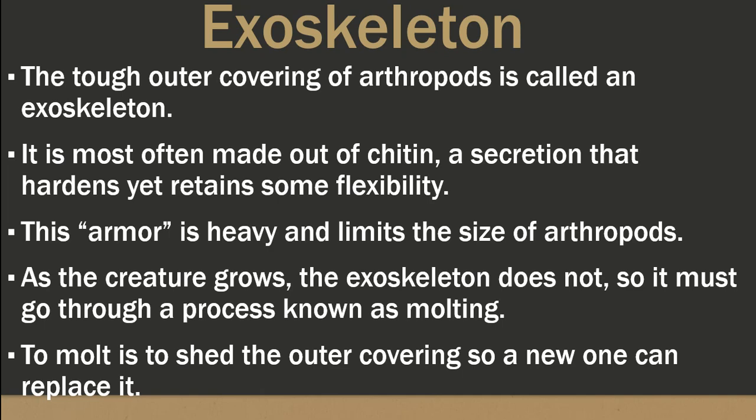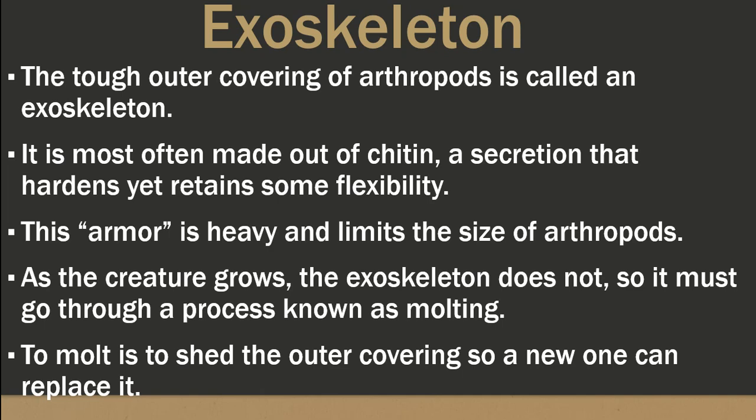As they grow, that exoskeleton does not grow with them. And so they have to go through this process known as molting, where they actually split out of their old exoskeleton, and then there's a new one underneath that's very soft at the beginning, and it has to harden over time. I'll show you some pictures here in a minute. To molt is to shed the outer covering, and a new one will replace it. It's typically quite a bit larger so that they can grow into it. Okay, so that's their way of growing.